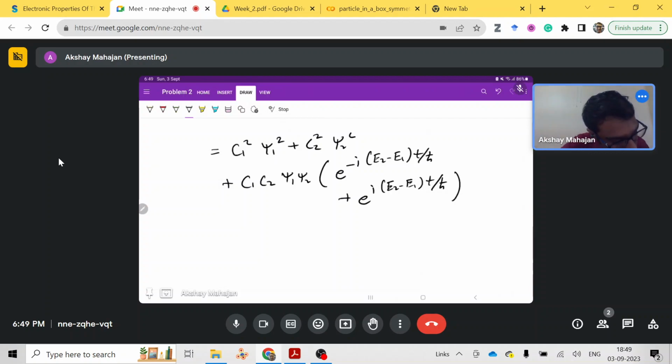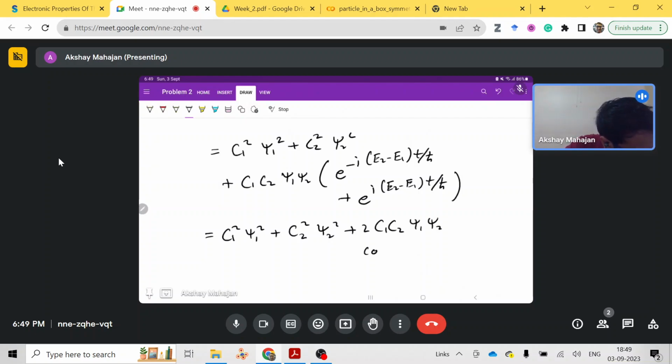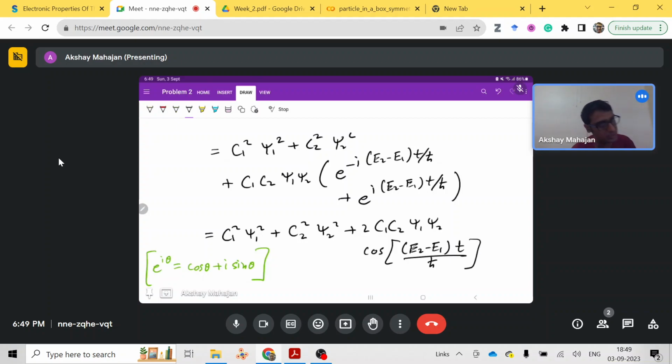I can write this as c1 squared psi 1 squared plus c2 squared psi 2 squared plus 2 times c1 c2 psi 1 psi 2, and we will have a cos. You just have to use e to the power iota theta is equal to cos theta plus iota sin theta, which is what I have used here. That gives us cos of (E2 minus E1) t by h cross.